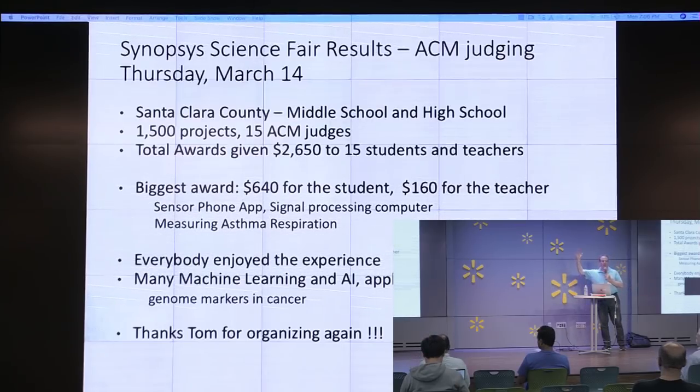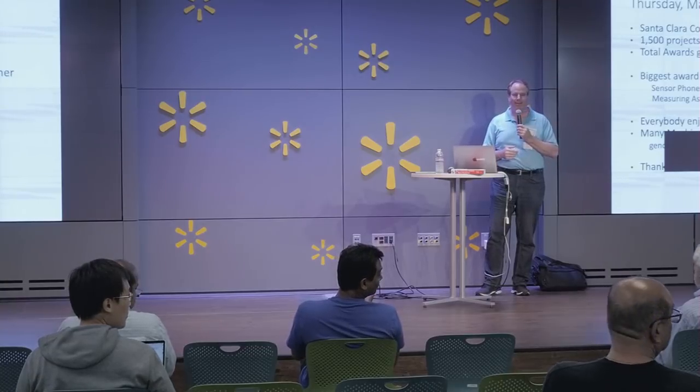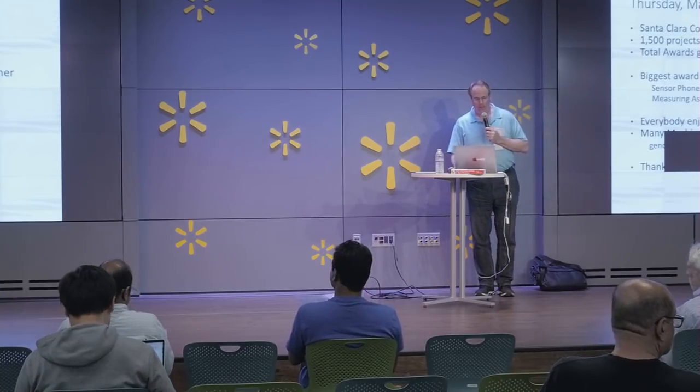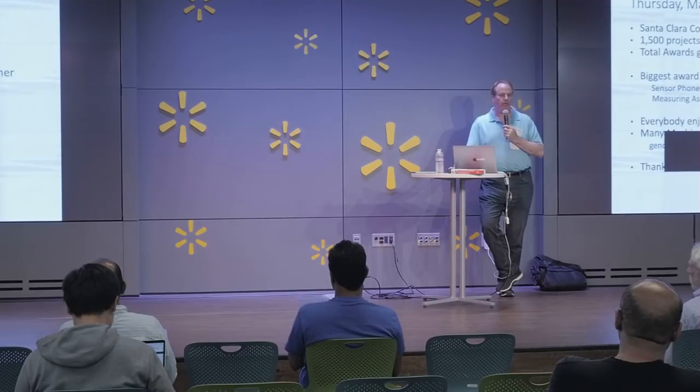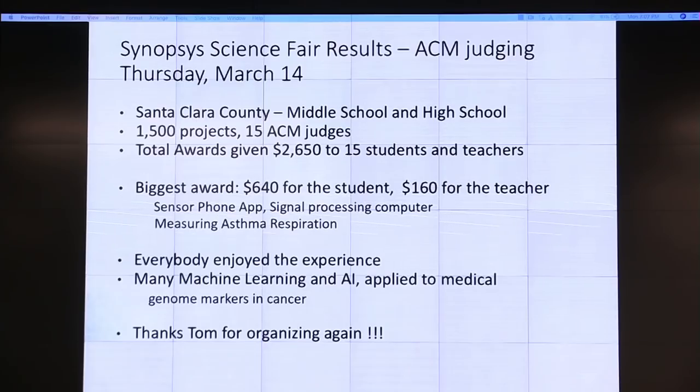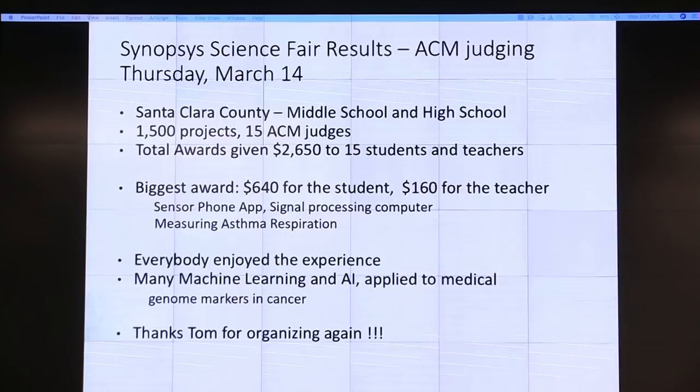Raise your hand here if you were one of the judges or participating in this science fair. There's Tom, who was one of the organizers. Thank you very much. If you can imagine 15 judges over 1,500 projects, that's each judge reviewing 100 projects. That's the first pass. And we go back for a second pass with a second judge to get a better opinion and have a closer look. The biggest award, we awarded about $2,600. The biggest award was $640 for the student, and we also like to support the teachers, so we gave $160 for the teacher.